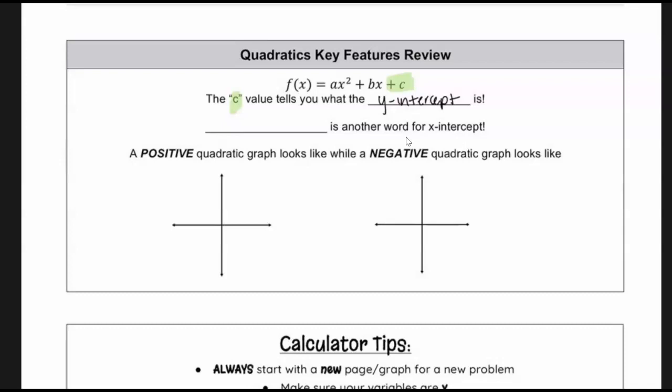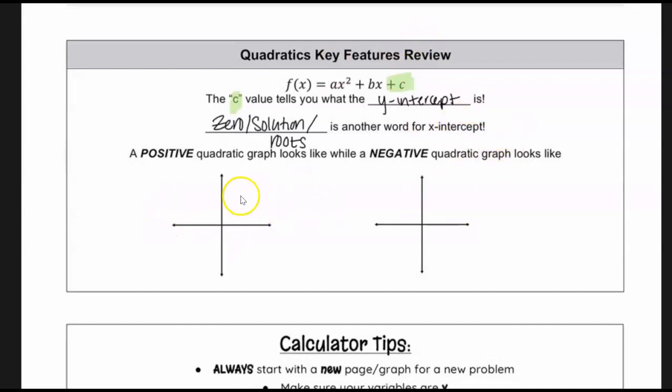Also talking about intercepts, something very important is that we have multiple words for x-intercepts, especially in relation to quadratic equations. The one you'll see most often is the word zero. So anytime you see the word zero, just know that they're talking about x-intercepts. But you might also see the words solutions or roots. So anytime you see the word zero, solutions, or roots, just know that they are talking about x-intercepts.